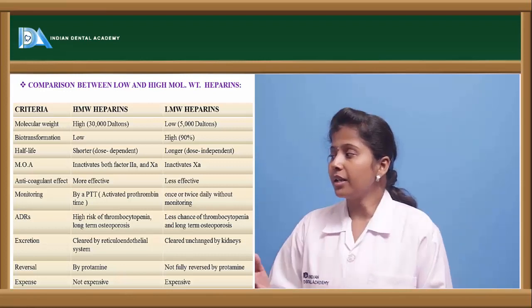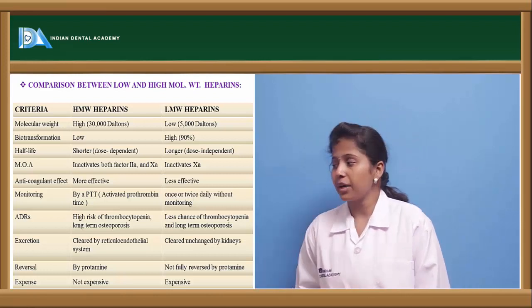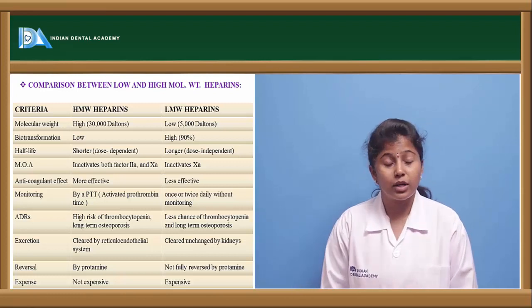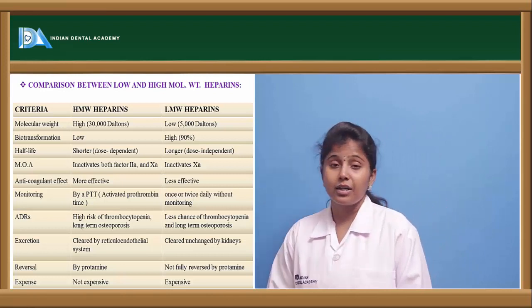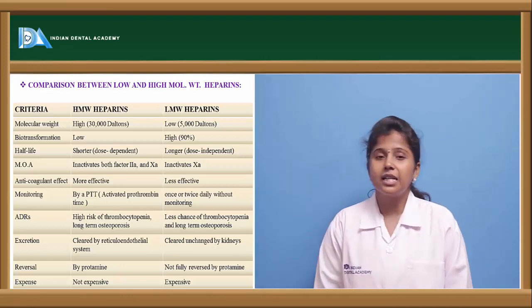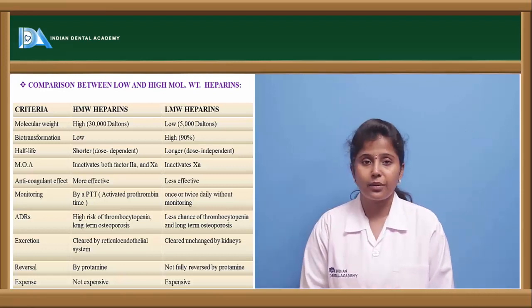And here the reversal: the activity of high molecular weight heparin is reversed by protamine, whereas the activity of low molecular weight compounds cannot be reversed. And if we see, the high molecular weight heparins are less expensive when compared to low molecular weight heparins.